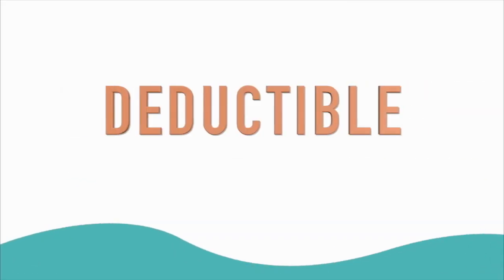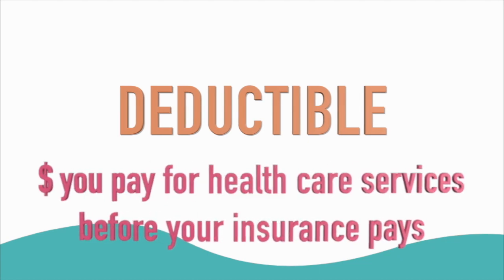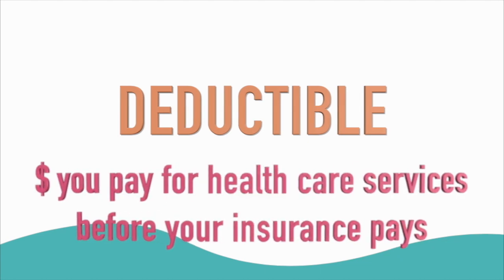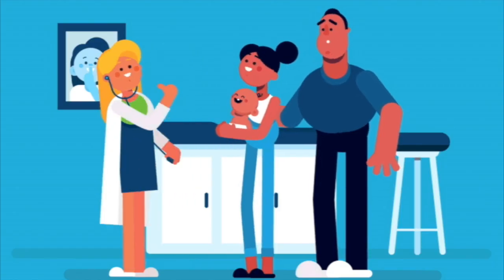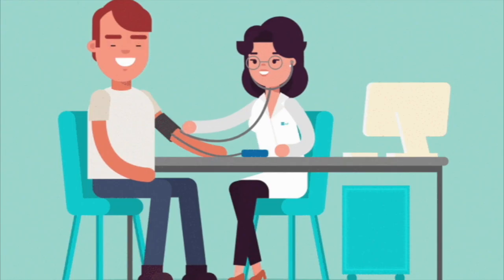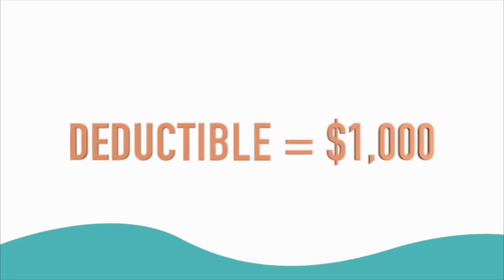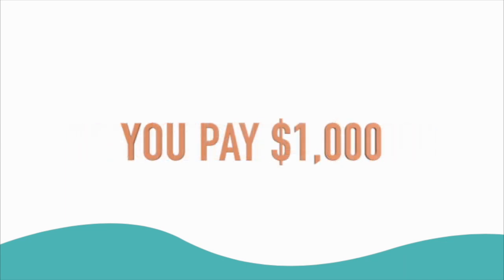Then you have your deductible, the amount you pay for healthcare services before your insurance pays. A deductible is not required for all services, such as yearly checkups or even vaccines. For example, if your deductible was $1,000, your insurance will not pay anything until you pay those $1,000 out of pocket. Deductibles start over every year.